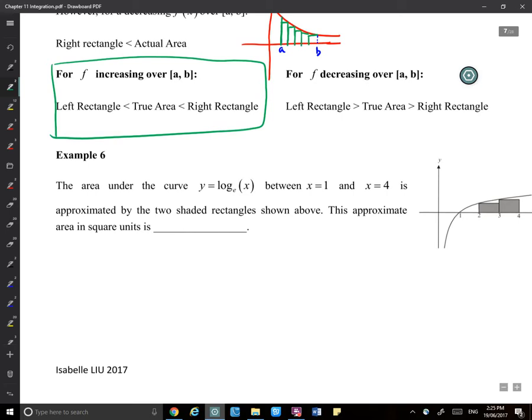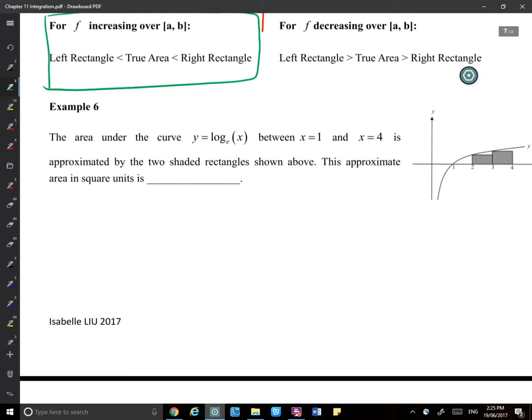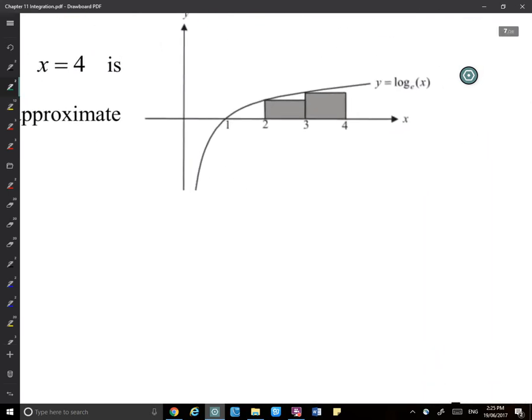Okay, let's just have a look at that. Example 6. The area under the curve y equals log_e x between x equals 1 and x equals 4 is approximated by two shaded rectangles shown below. What's the approximate area in unit squares? Just want to ask you, is this a left-hand side estimation or a right-hand side estimation? Left. But why are there only two rectangles?